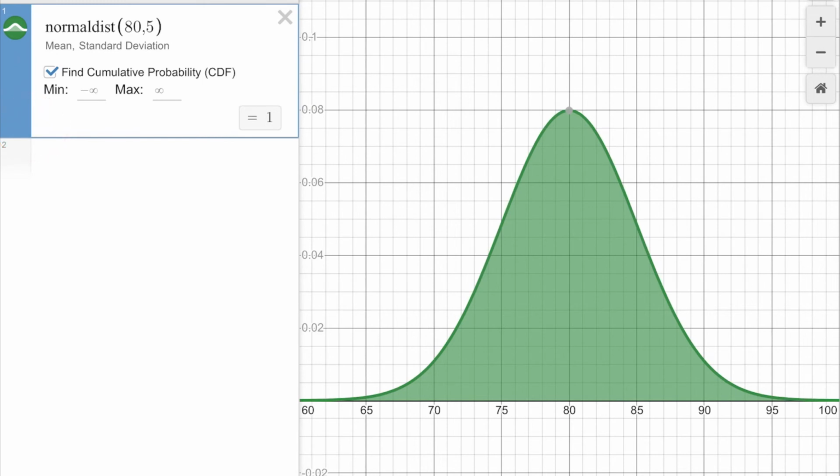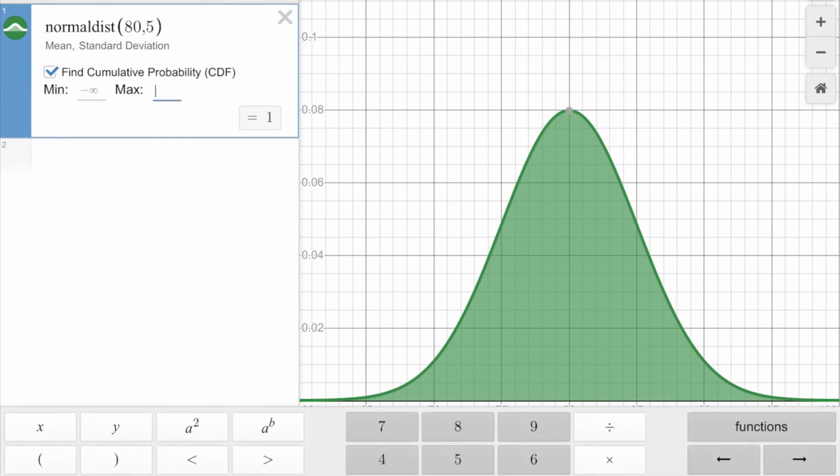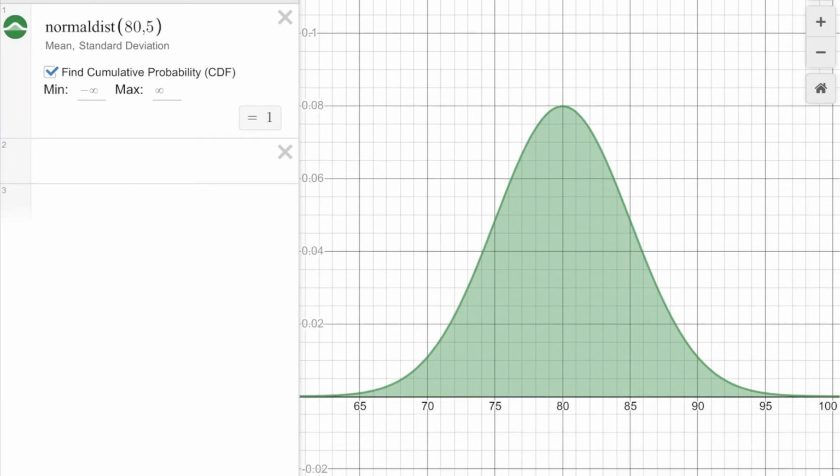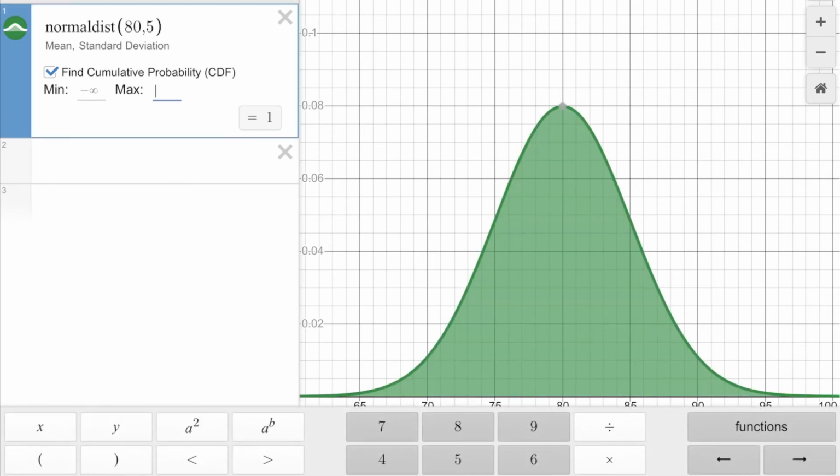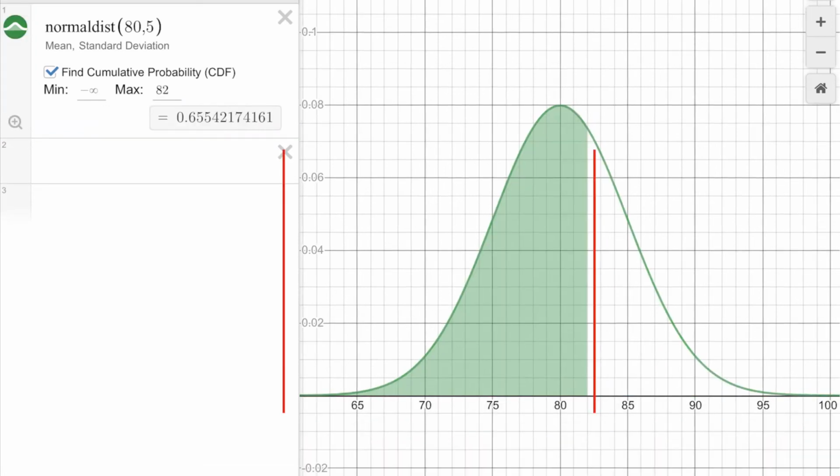And the total area under the curve from negative infinity to positive infinity is 1. That means 100% of the data is represented from negative infinity to positive infinity. That makes sense. You're talking about everybody here. What we want to find is everybody below 82. So that means the maximum is going to be that 82. And notice how the curve is now only shaded for part of it. It cuts it off at 82. We want everybody below 82, to the left of it, and that's what Desmos shows us here.